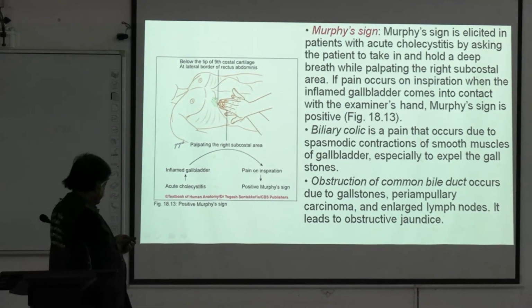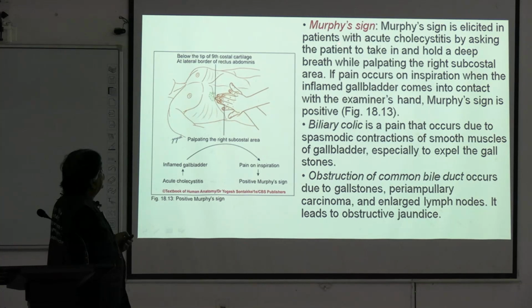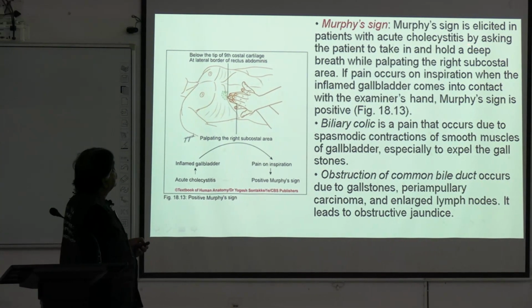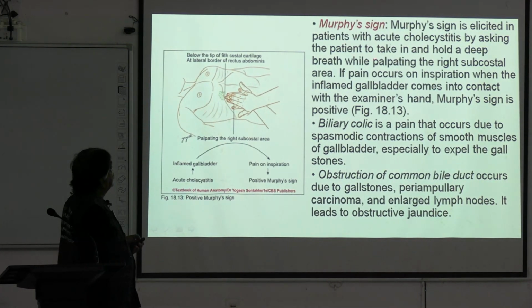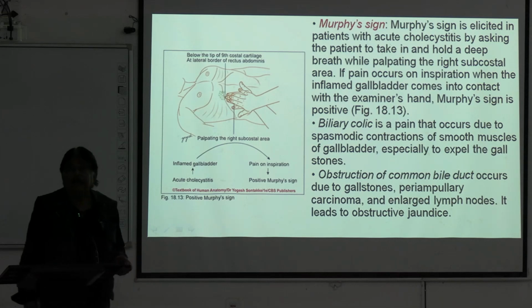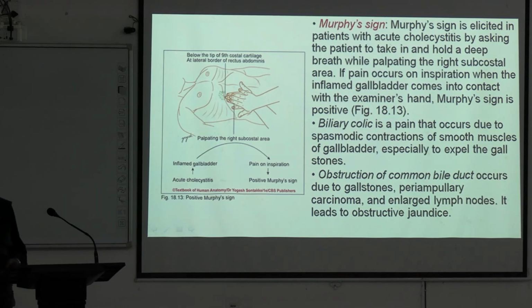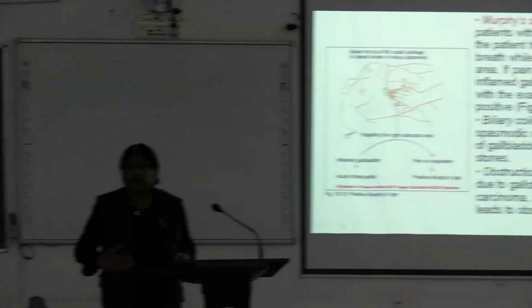Now, Murphy's sign is elicited in patients with acute cholecystitis by asking the patient to take in and hold a deep breath while palpating the right subcostal area. If pain occurs on inspiration, when the inflamed gallbladder comes in contact with the examiner's hand, Murphy's sign is positive. Ask the patient to breathe in deeply, and you palpate.